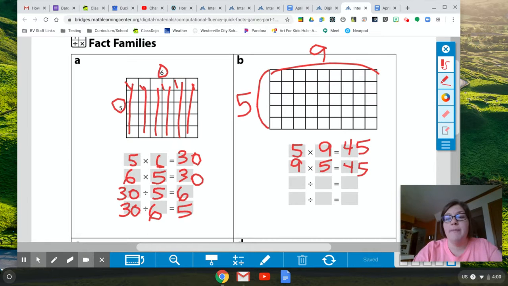Now with division, remember, we're starting with our total. We're starting with that 45. 45 divided by 9 would have to equal our other factor, which was 5. 45 divided by 5 would have to equal the other factor, which is 9.